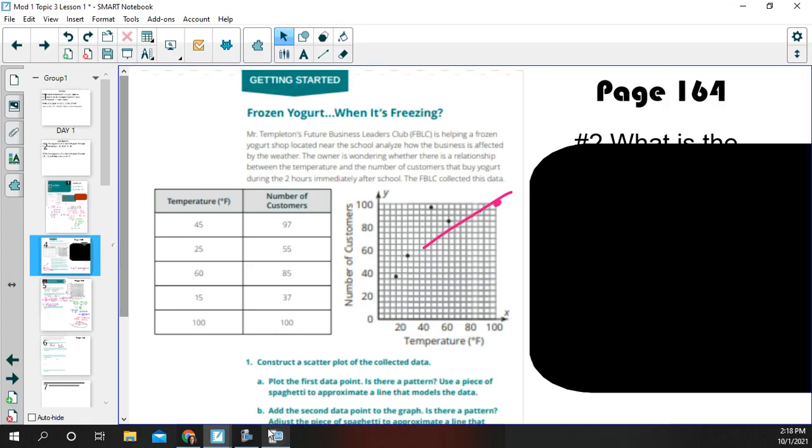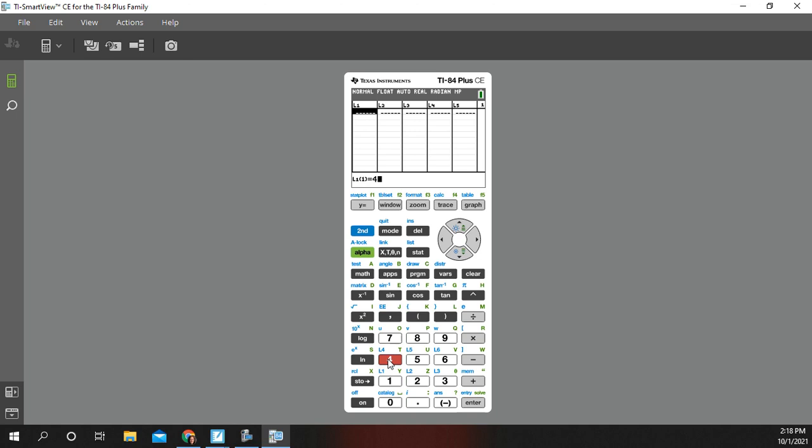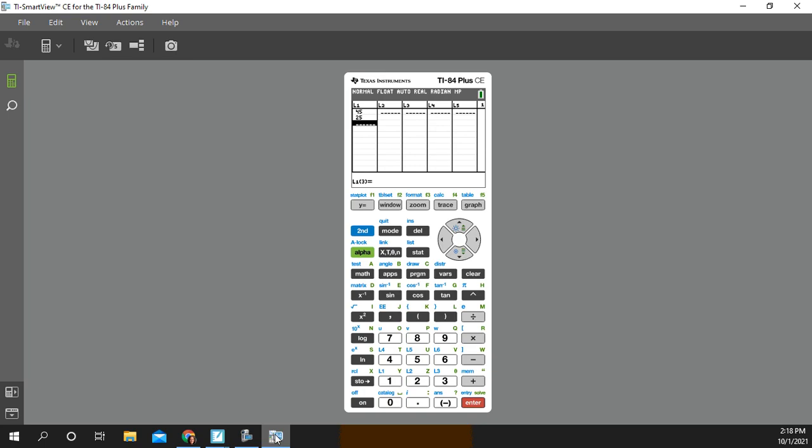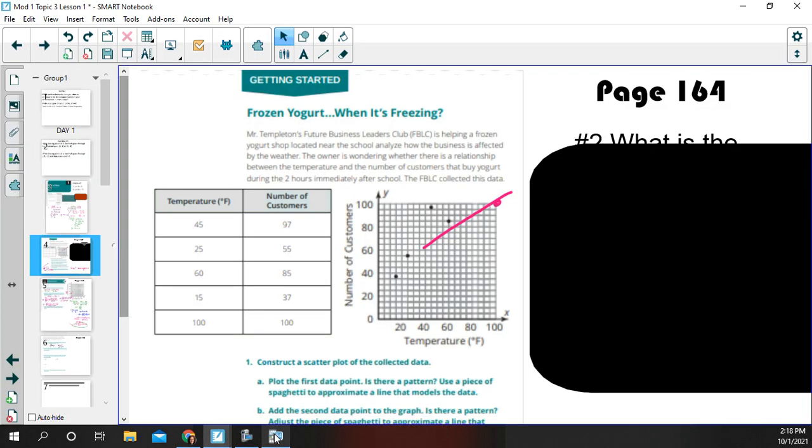So I've got 45, 25. I pressed enter to move to the next one. You might be able to use the up and down arrow at some point. So there's my 45, 25. I pressed enter to go to the next one. 60, 15. And then 100.